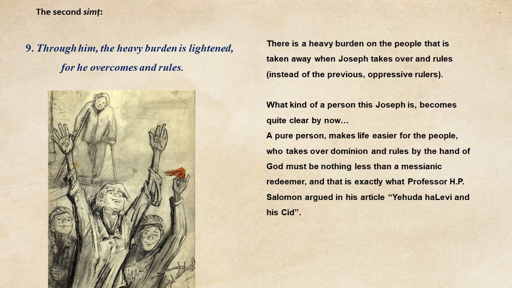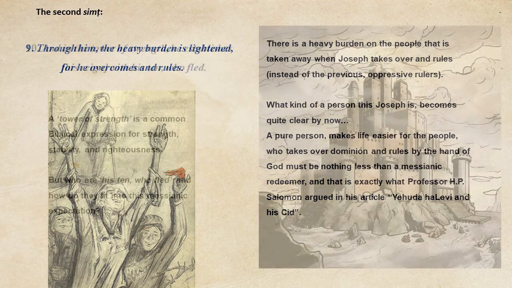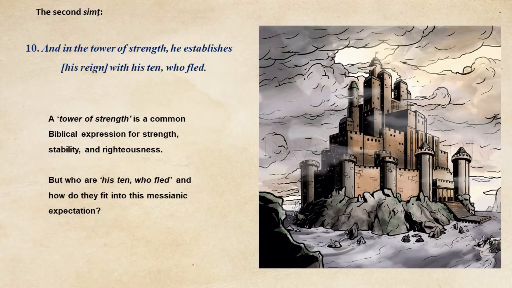And that is exactly what Professor Solomon argued in his article titled Yehuda HaLevi and El Cid. So we're getting pieces of the puzzle. We're not there yet. Okay, the last line of the second stanza. And in the tower of strength, he establishes his reign with his 10 who fled. A tower of strength is a common biblical expression for strength, stability, and righteousness. But now the question comes up, who are his 10 who fled? And how do they fit into this messianic expectation?